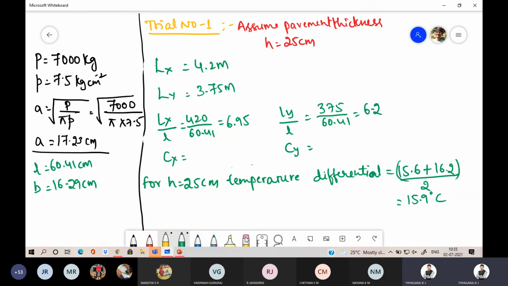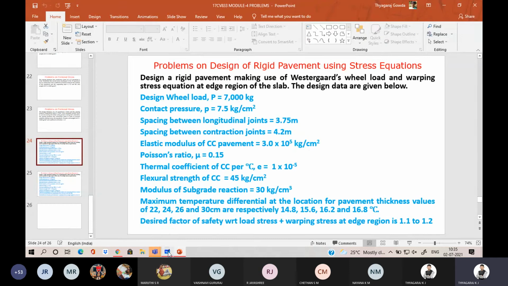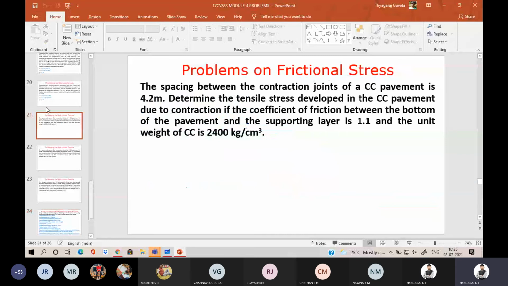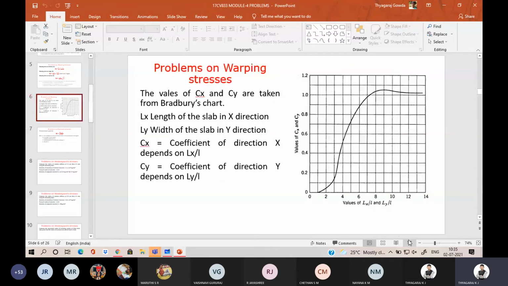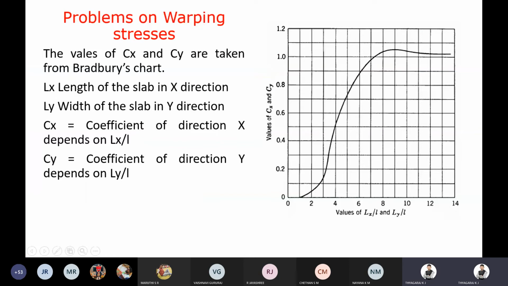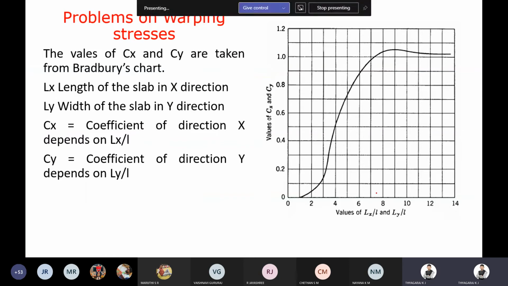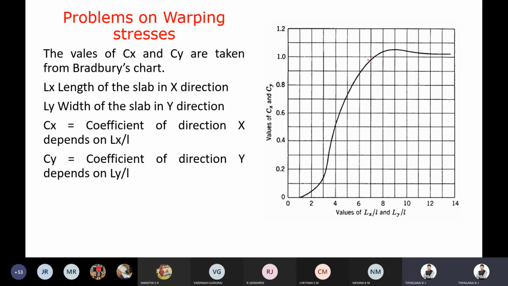So from the graph, I hope the graph is visible, right? Okay. Now one is 6.96, so approximately 7. So how much are we going to get? Sir, graph is not visible, sir. Now check it. It's visible, sir.